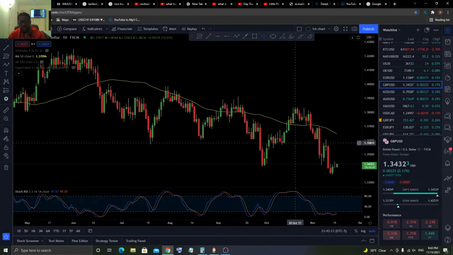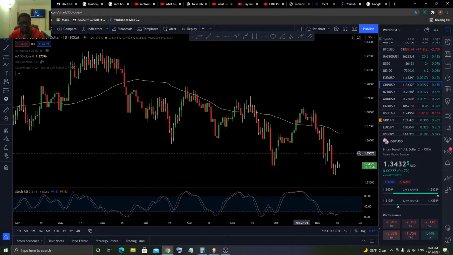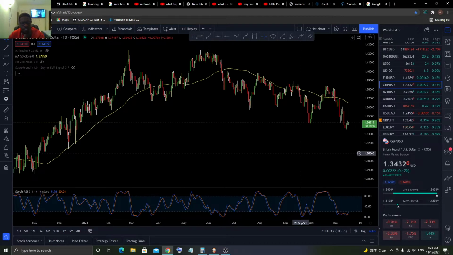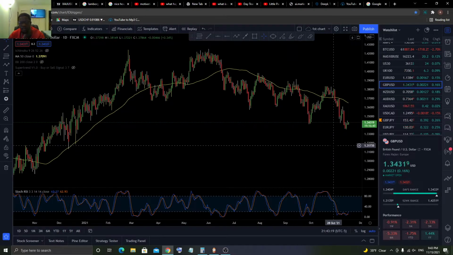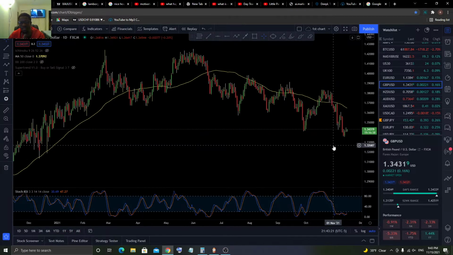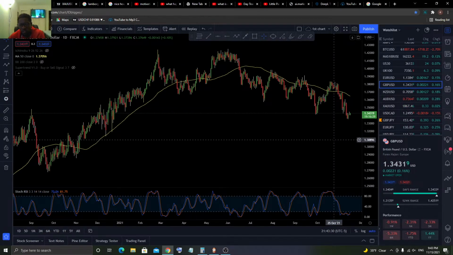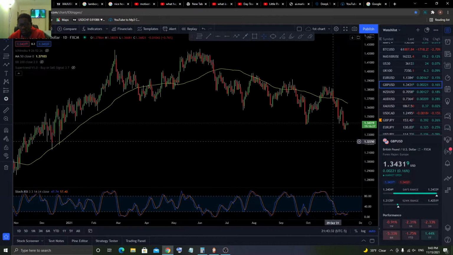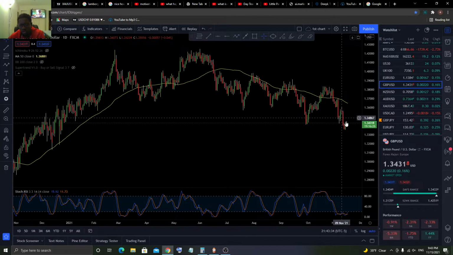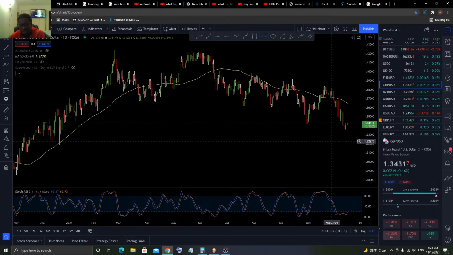All right, guys. Hello, everyone. A lot of people have been asking me how I get my entries and how I trade. So today I'm gonna try to mark up this chart to show you how I usually get my entries. So guys, pay attention. This is very important because you can know the market direction, but you're not gonna know how to get in the market.